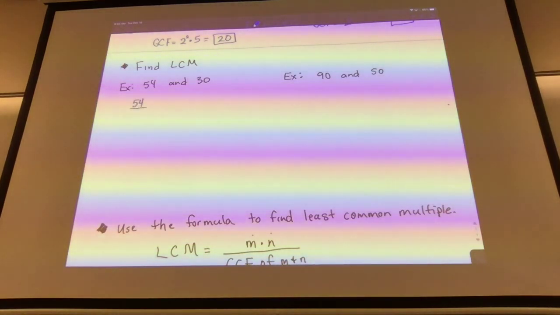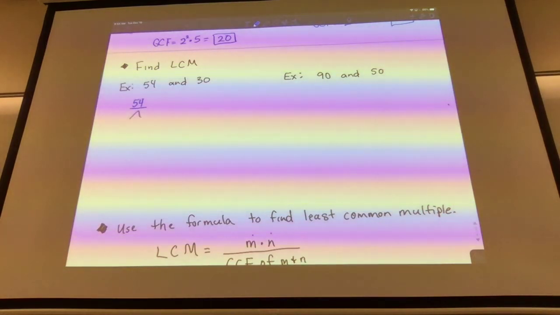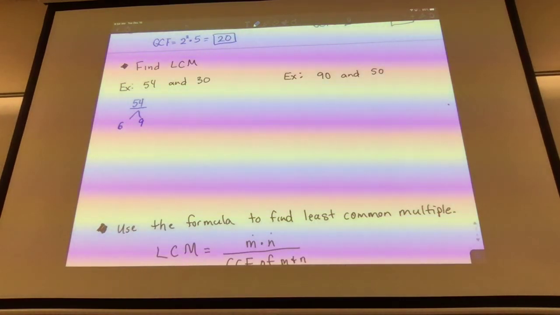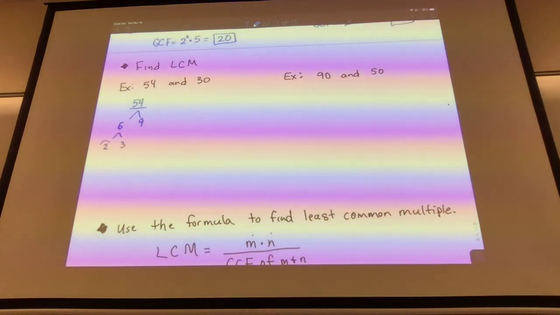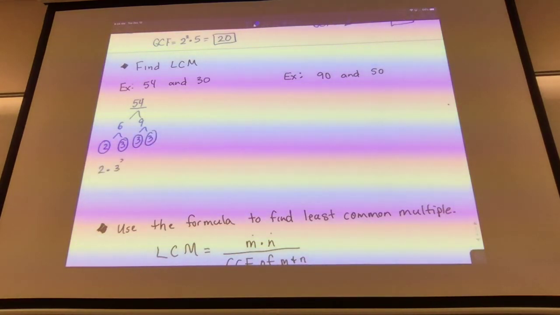Start with 54. Now I'm just going to do this a little bit different just so it doesn't make you uncomfortable if it happens. So I'm going to say 6 times 9 is 54. Instead of starting with 2, 3, 4 and doing it in order, I want you to see that it's okay if I just start with 2 things I'm familiar with and keep going. So 6 is not prime, so it needs to keep going. 6 is 2 and 3. Now both of those are prime, so that's done. I go back up to 9, and it is 3 times 3. So 2 times 3 to the 3rd power.